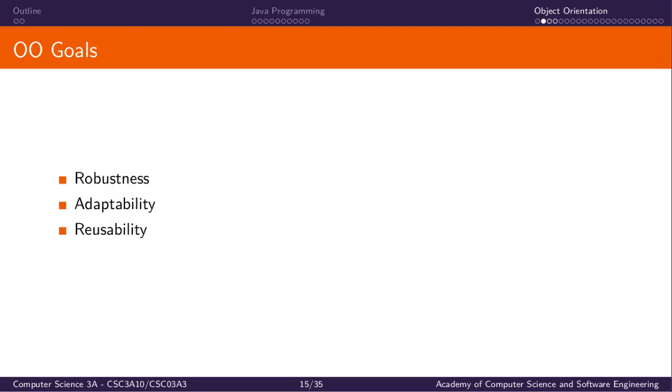So object-oriented programming has certain goals, right? We're using this paradigm to try and achieve certain goals. And these are the three goals that we discuss: robustness, adaptability, and reusability. Robustness is sometimes referred to as the ability or the attribute of a program to fail gently or to fail in such a way that it won't cause everything to just explode, right?